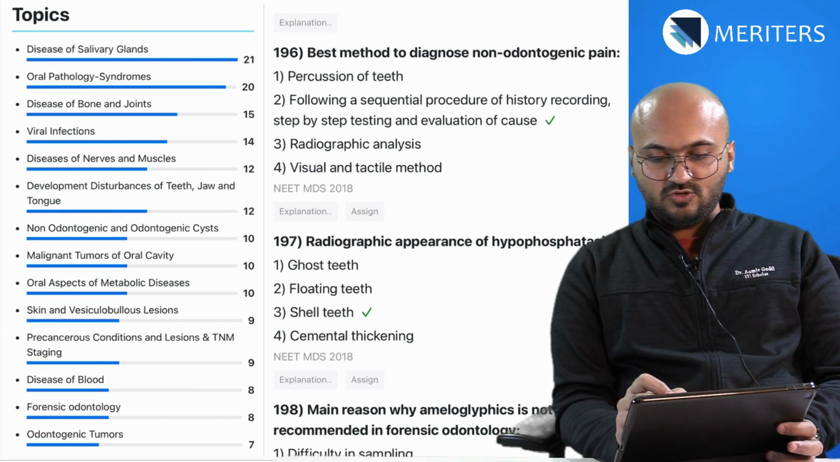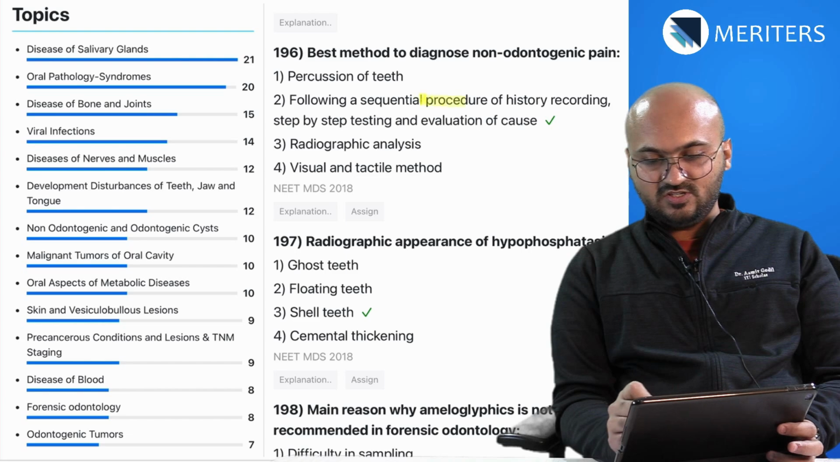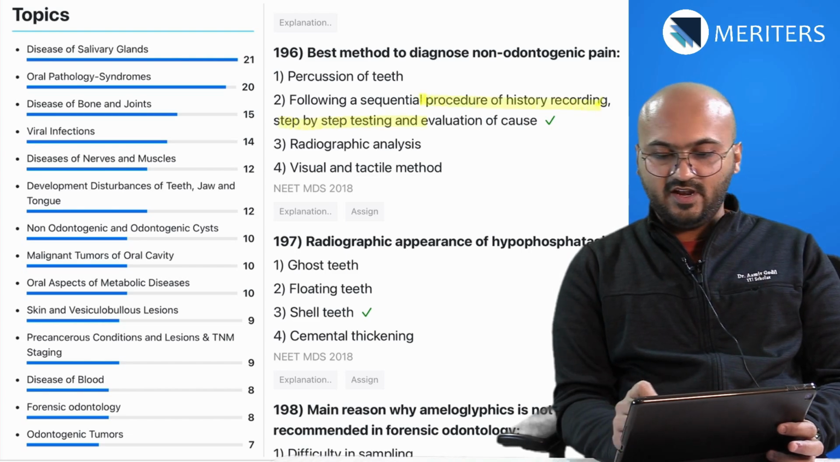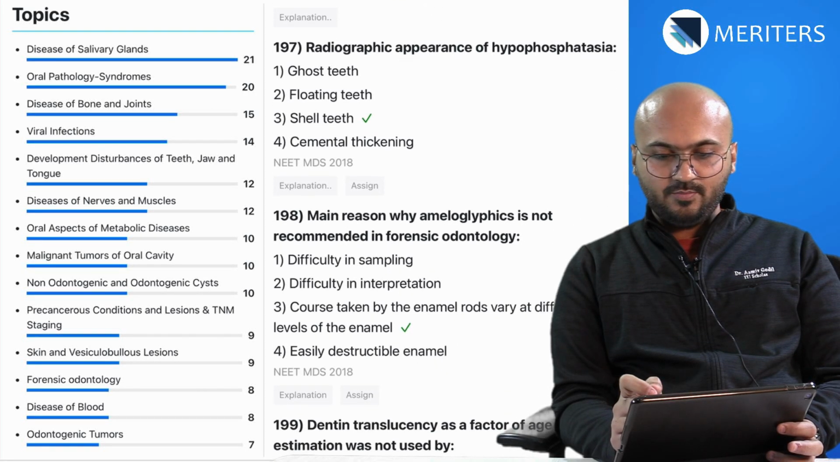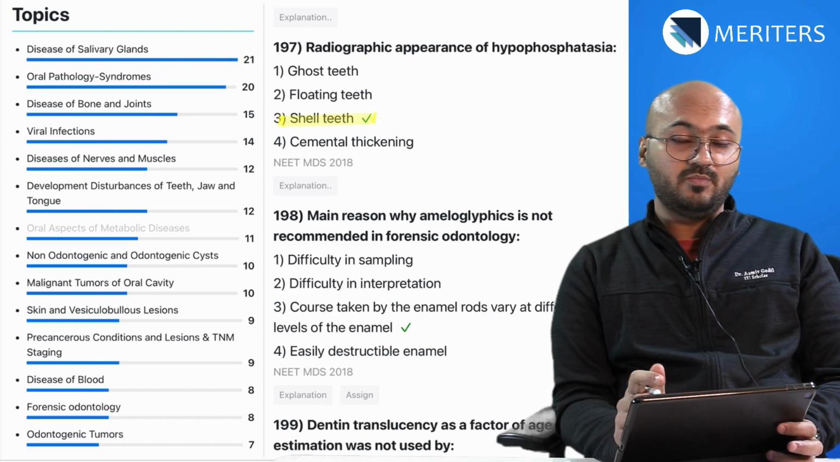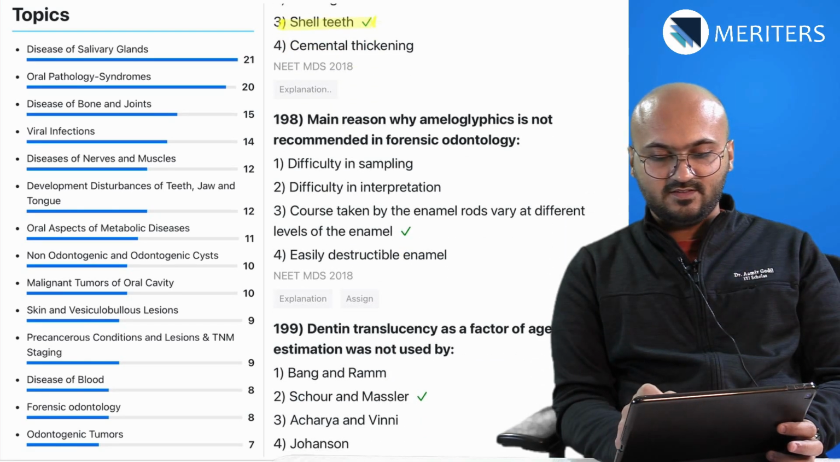Best method to diagnose non-odontogenic pain is procedure. This is also an endo-resto question. Radiographic appearance of hypophosphatasia is shell teeth. Also remember where else you see shell teeth.